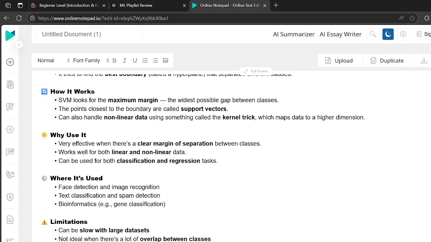And what are some of the limitations? It can be slow with large data sets. It is not ideal when there is a lot of overlapping between classes, right? When they are overlapping each other and covering each other, because it looks for the boundaries, and if you overlap, there is no boundary, right? Choosing the right kernel and parameters can also be tricky. That is right. It can sometimes be hard to choose the right kernel.